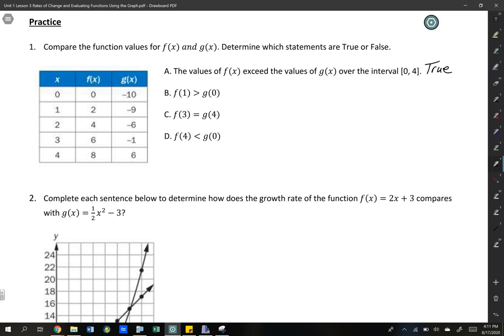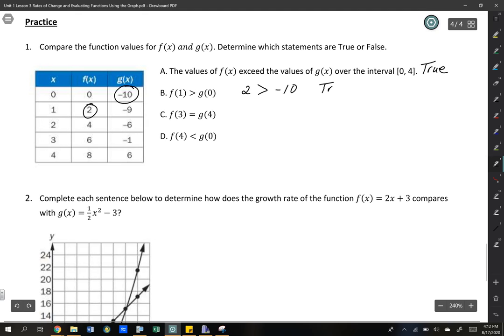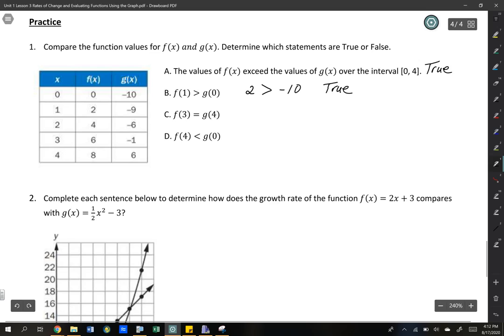Right, f of 1 is 2. g of 0 is negative 10. 2 is greater than negative 10, so that's true. f of 3 is 6. g of 4 is 6. 6 is equal to 6, that's true.